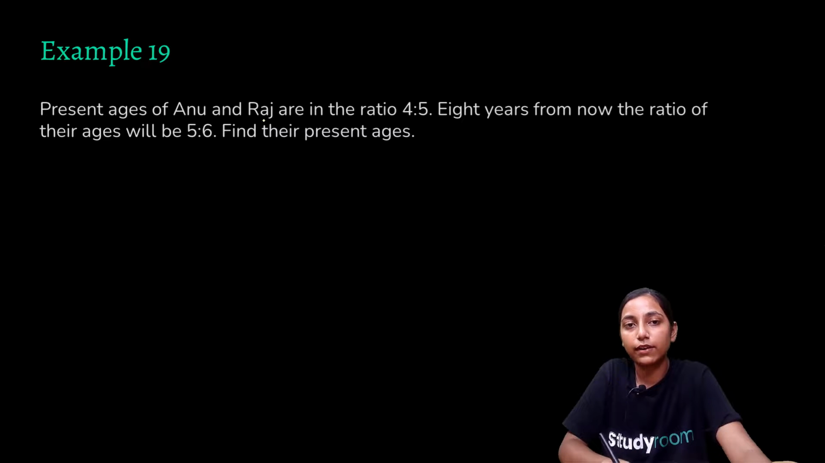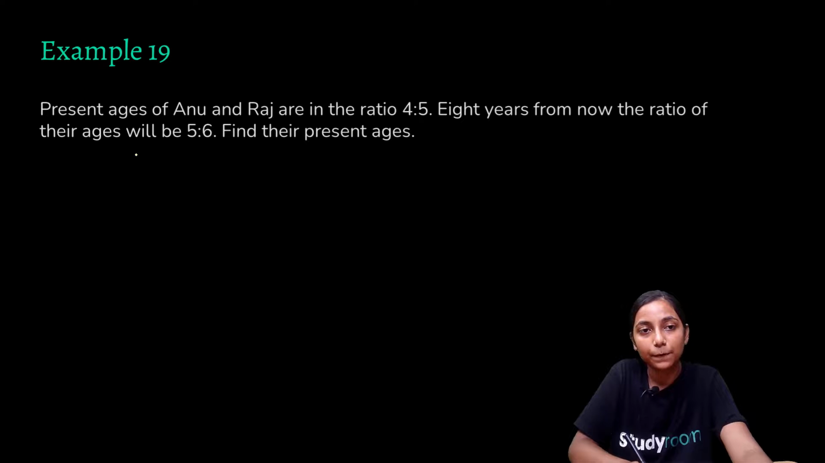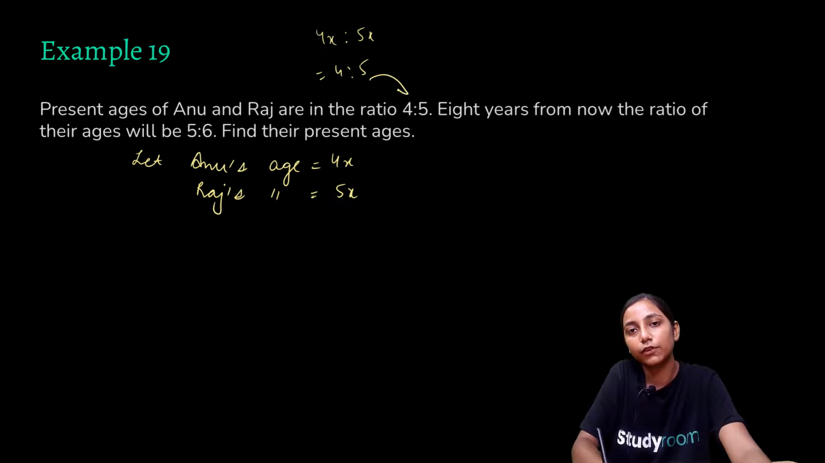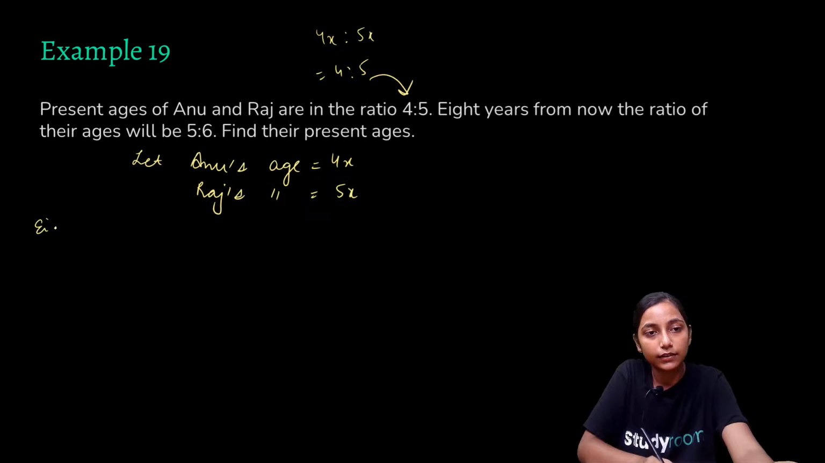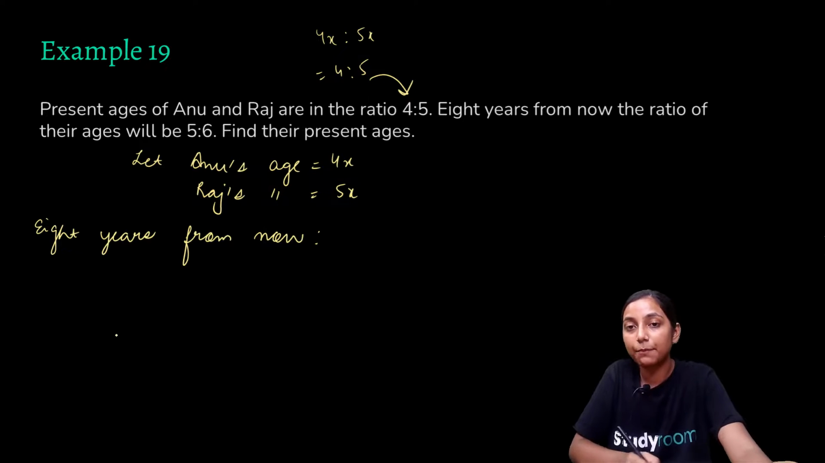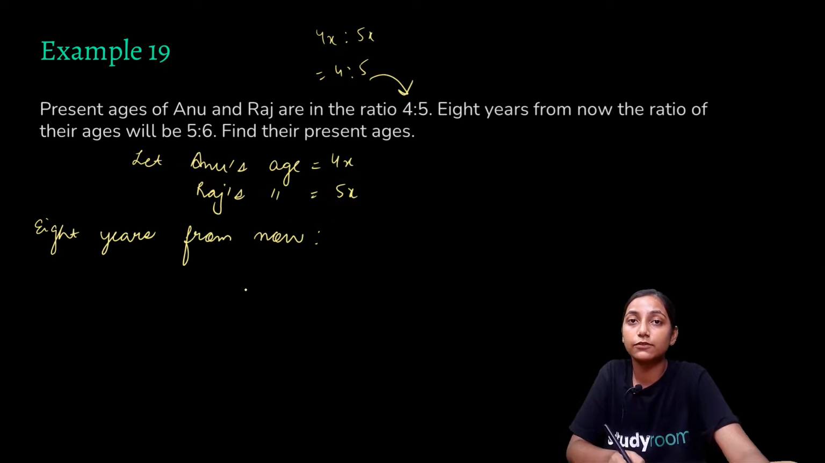If the present ages of Anu and Raj are in the ratio 4 is to 5, we can let Anu's present age be 4x. Then Raj's present age will be 5x. You can check this because 4x to 5x is nothing but 4:5, which was given to us. Now, 8 years from now, the ratio of their ages will be 5:6.